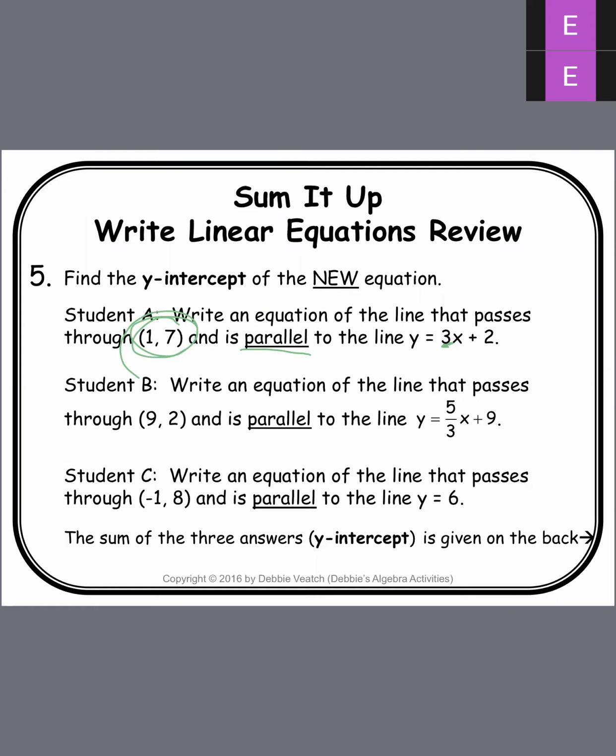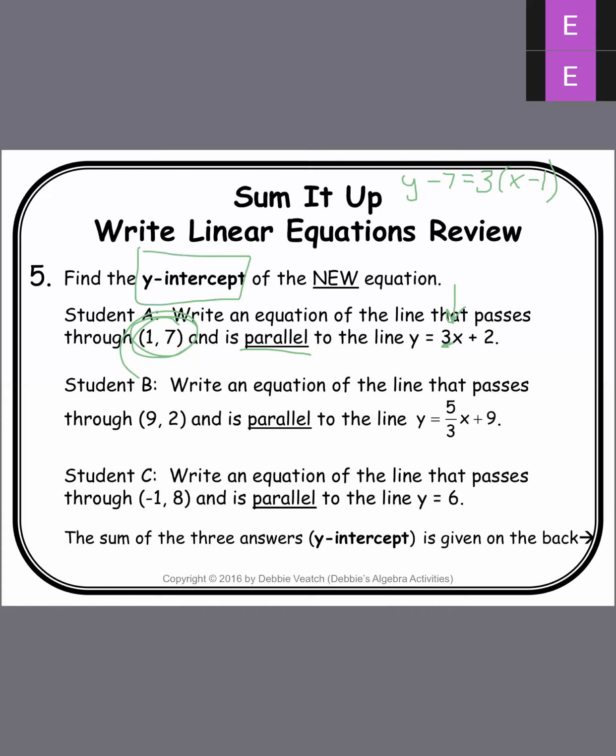So I have a point and I have a slope, and you guys know what to do. I'm going to use point slope form. y minus y1, which is 7, equals m, my slope, remember, is going to stay 3, times x minus x1, which is just 1. Okay, now the directions here are not to just write the equation. There's my equation, but they want me to find the y-intercept.